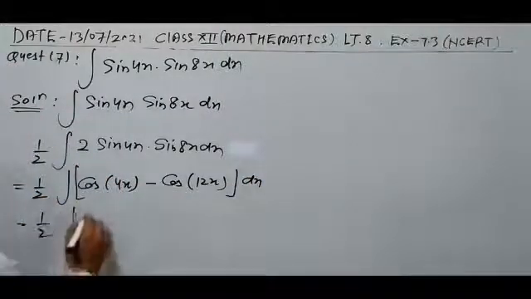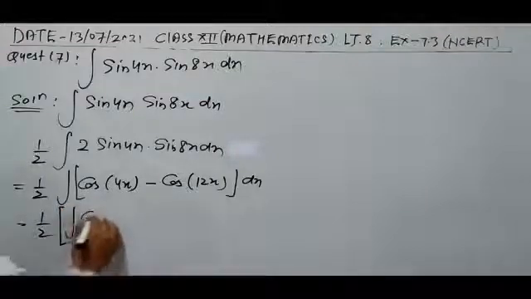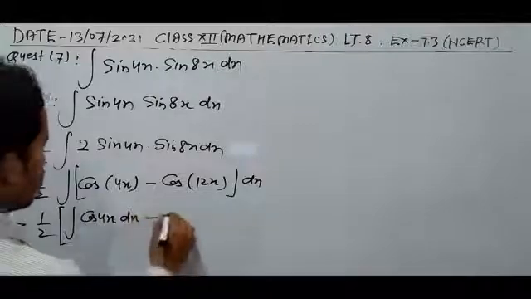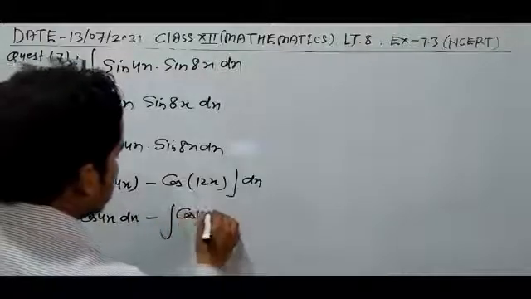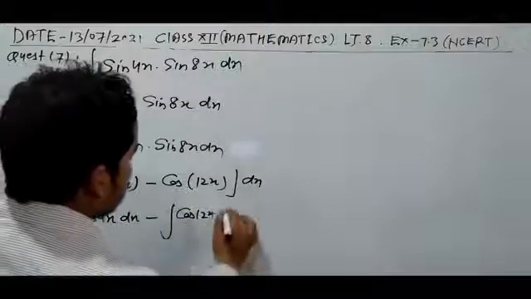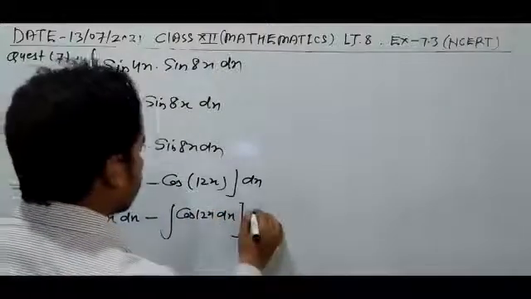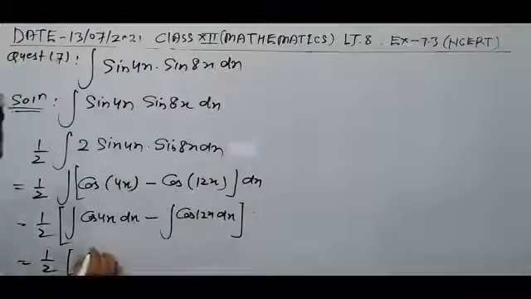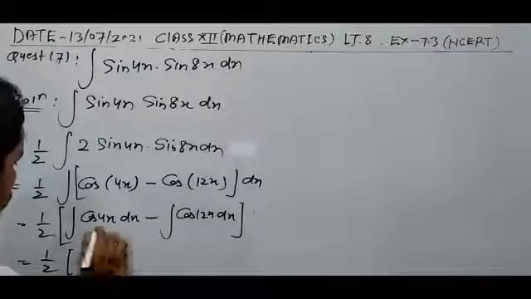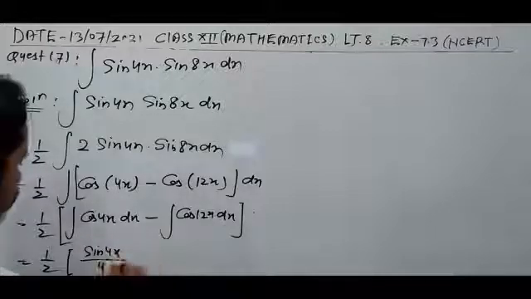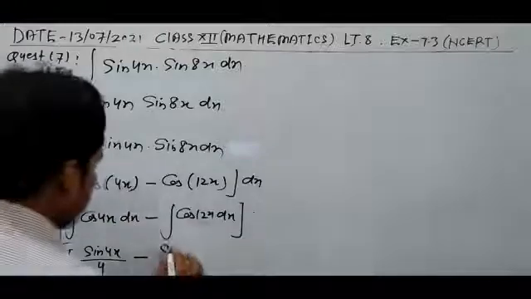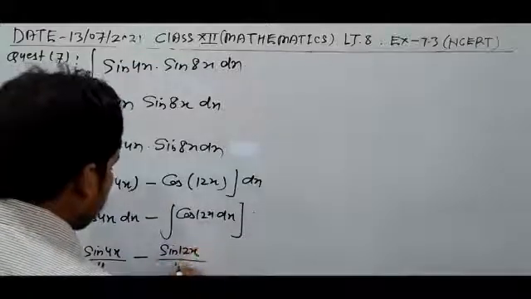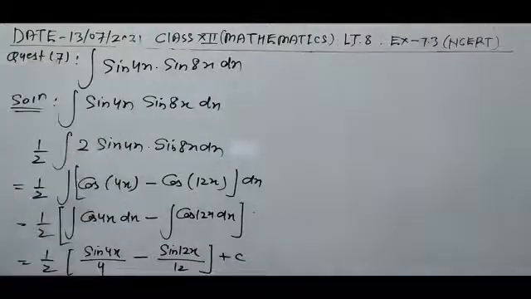Now integration, in square bracket, integration of cos 4x dx minus integration of cos 12x dx. Now you can integrate easily. So 1 by 2, cos 4x integration is sin 4x by 4 and minus sin 12x by 12. Now plus c. C is the constant of integration.